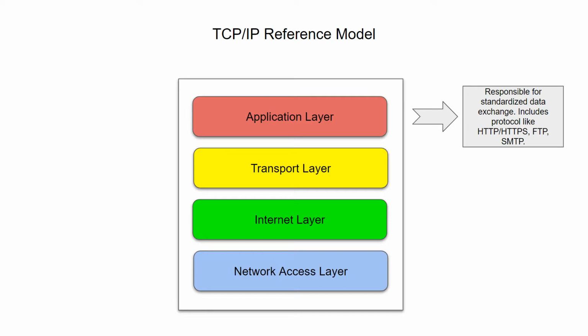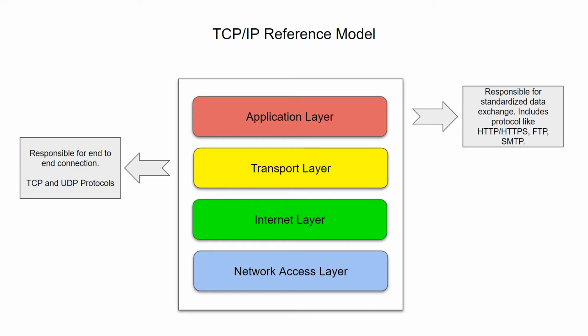Below the application layer, we have the transport layer. It is responsible for end-to-end communication and error-free delivery of data. Two main protocols present in this layer are TCP and UDP.